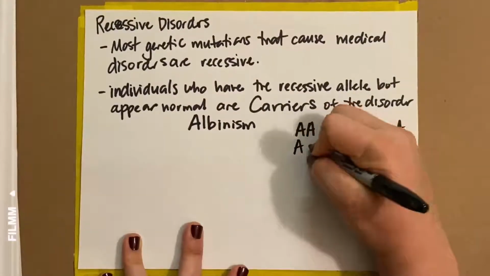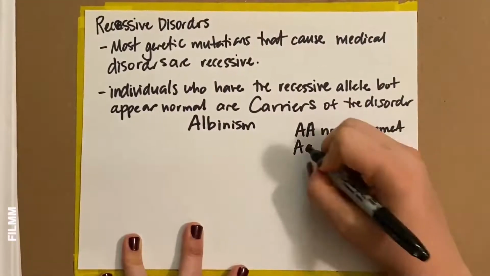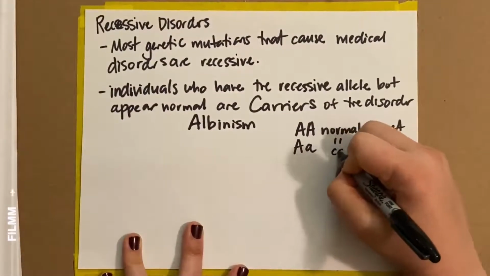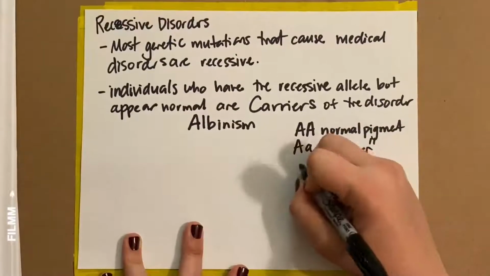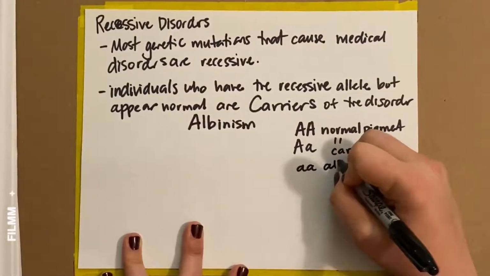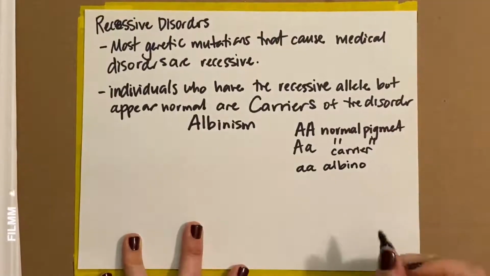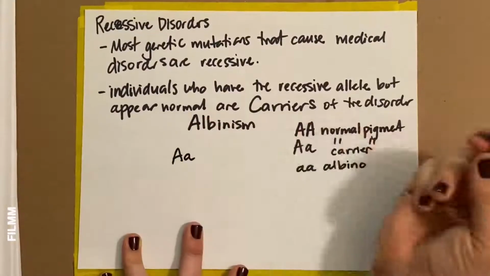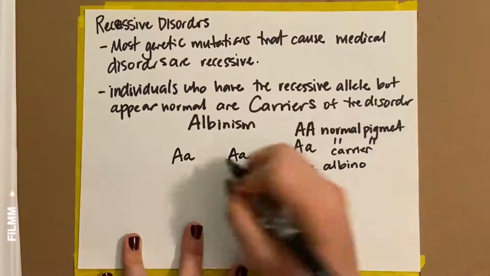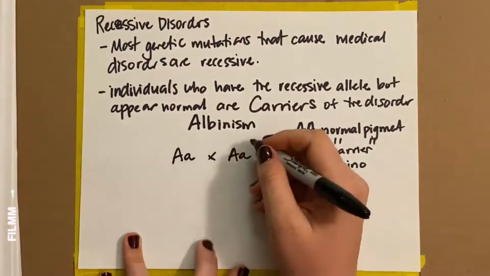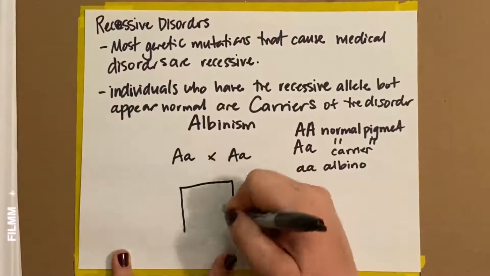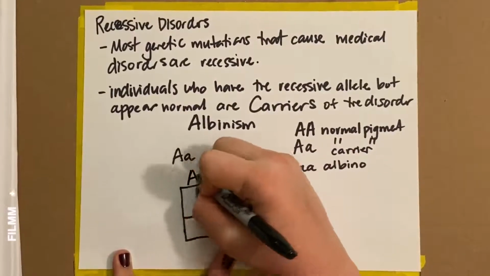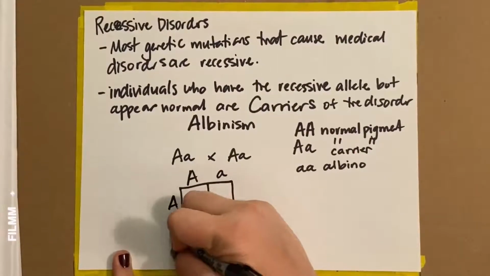If you have capital A, lowercase a, this is the heterozygote. This is normal pigmented, so I'm not going to rewrite that, but they're a carrier. And if you have little a, you are albino. Okay, so what can happen is you can have parents that are carriers. So if we have two individuals and they're not albino themselves, and they then have offspring, there is going to be a 25% chance that they will have an albino offspring.